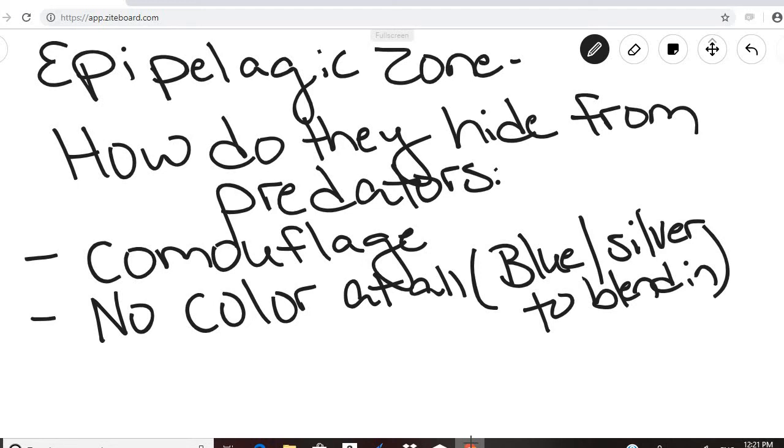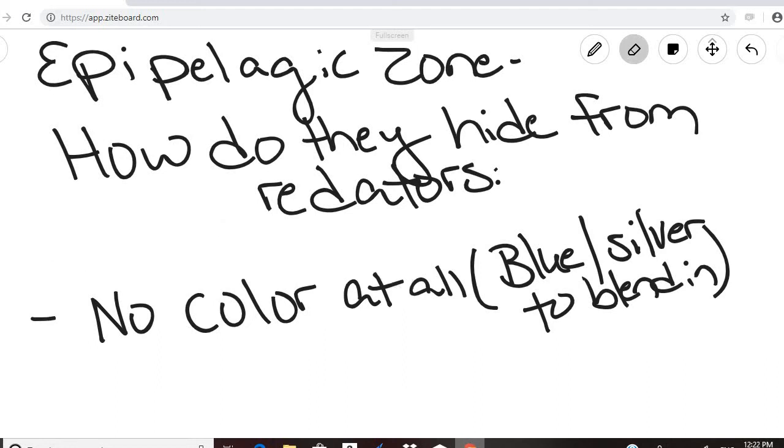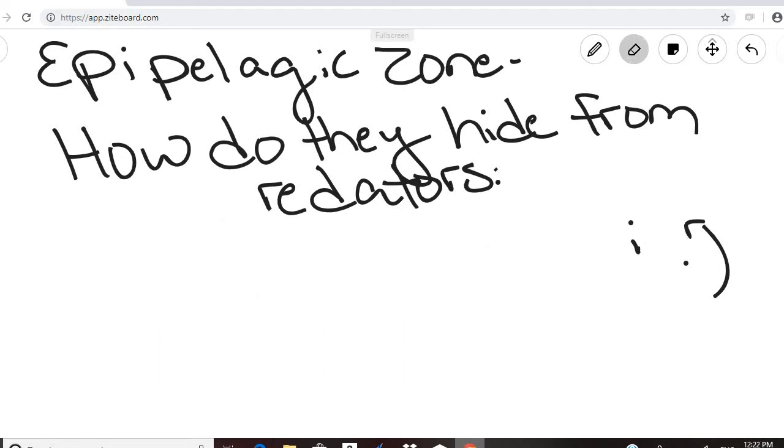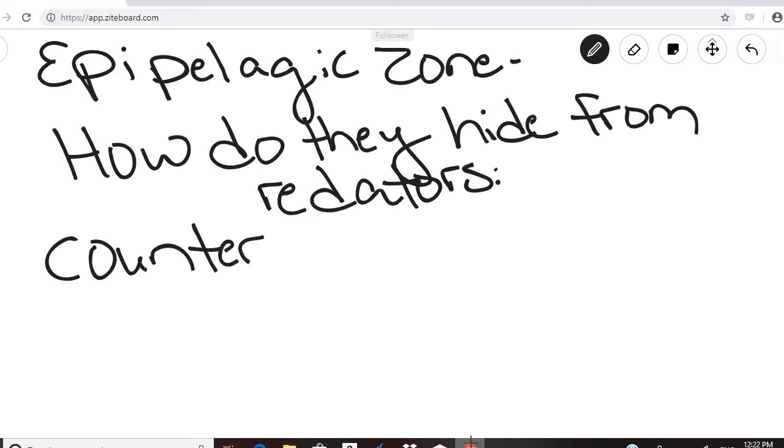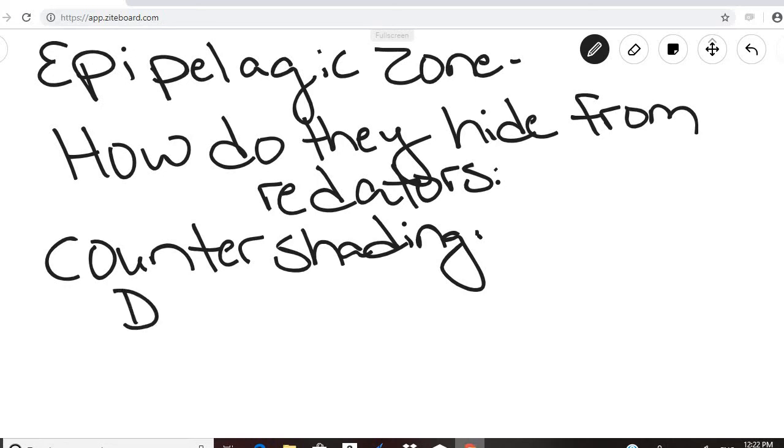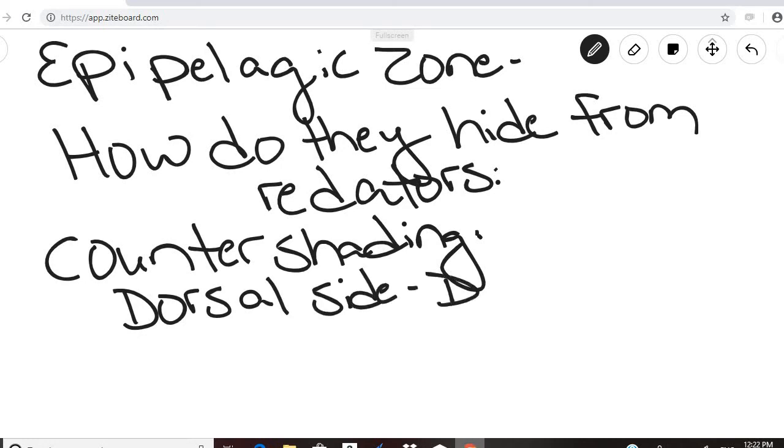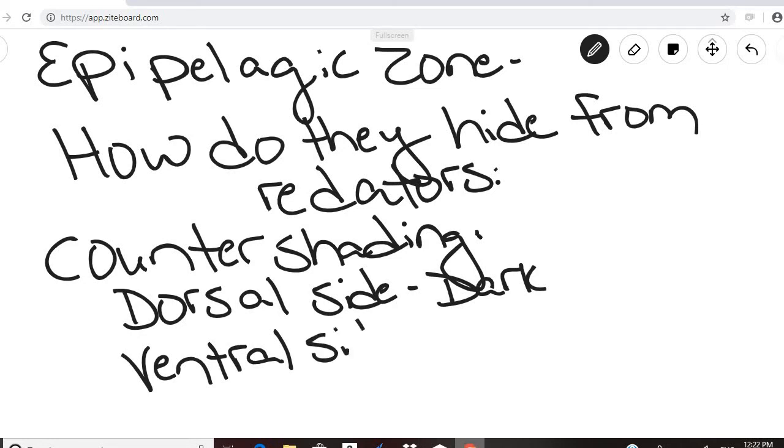And then a technique that is used a lot is something called counter shading. With counter shading, the dorsal side is usually dark, so their upper side is dark, and the ventral side is silver or white.